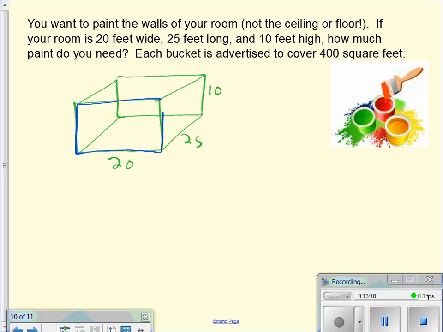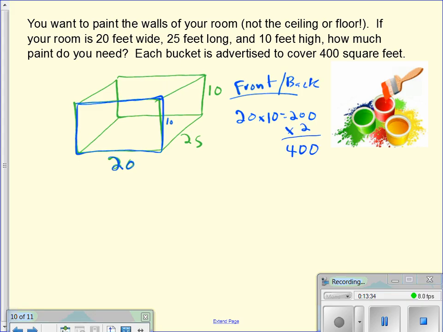So I want to find this rectangle first. It is 20 by 10. 20 times 10 gets me 200. That is the front. Being the smart person that I am, I realized that the back is exactly the same. So I'm going to take that times 2 to give me 400. All right, that is the front and back.